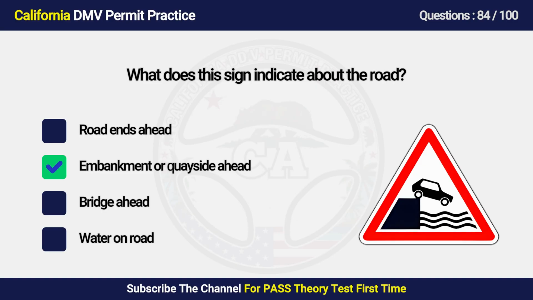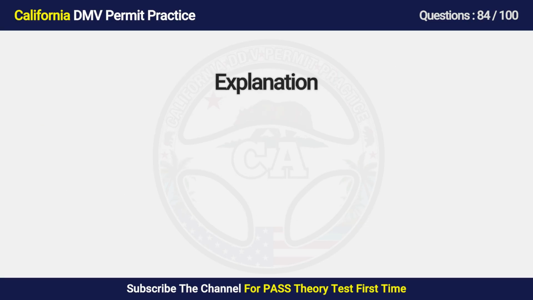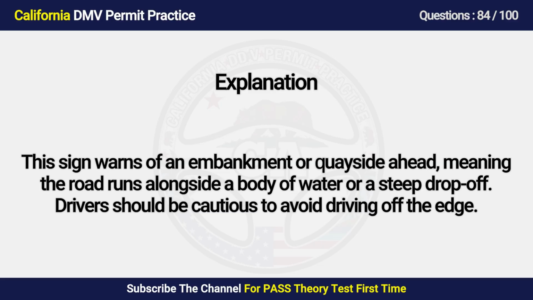Answer is B, embankment or quayside ahead. This sign warns of an embankment or quayside ahead, meaning the road runs alongside a body of water or a steep drop-off. Drivers should be cautious to avoid driving off the edge.